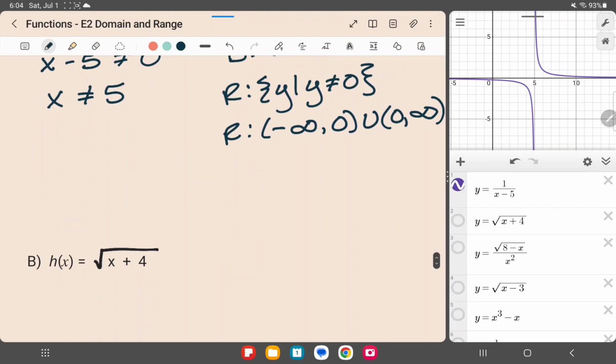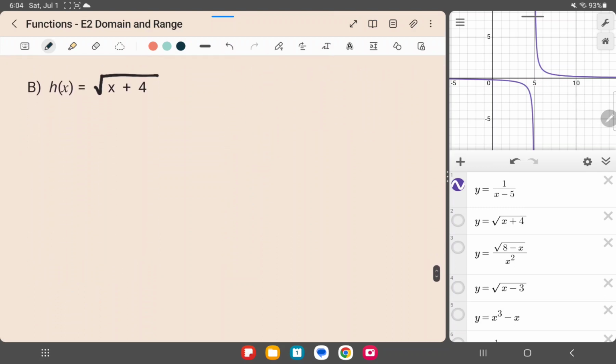Let's try another one. h of x equals the square root of x plus 4. We have an even radical, so x plus 4 can't be negative, which means x plus 4 has to be greater than or equal to 0. If I solve that for x, I get x is greater than or equal to negative 4.